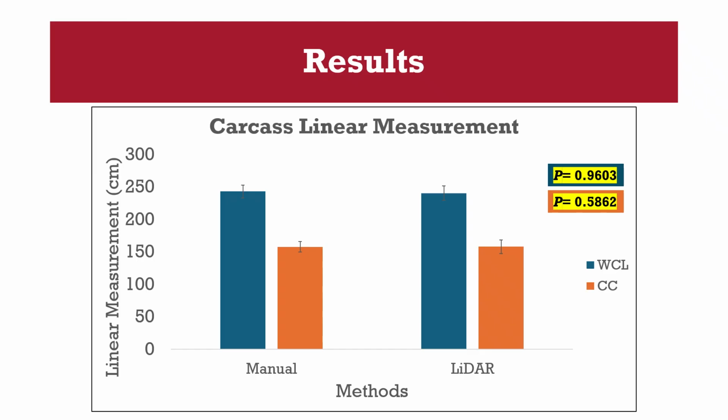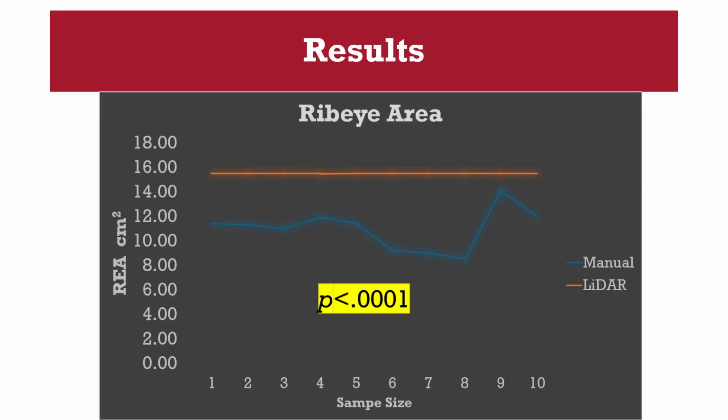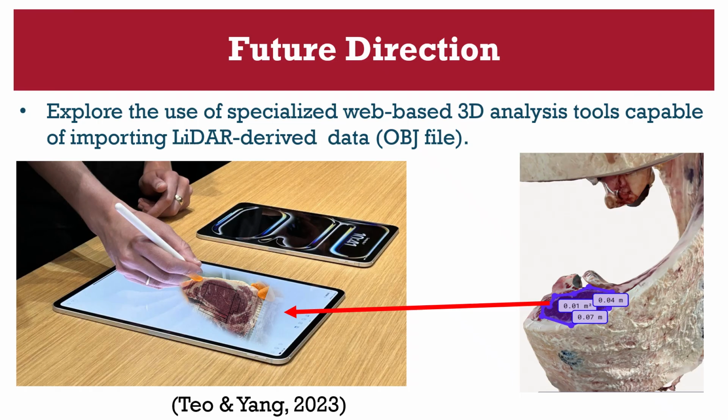And so in our results, for the linear measurements, that was the whole carcass length and the inside length of the carcass, there was no significant difference between the two methods, which is what we hypothesized. For the back fat thickness, there was also no significant difference between manual measurement and LiDAR, which is what we hypothesized. It's only the ribeye area, as you can see from the p-value, which was significant between the two methods.